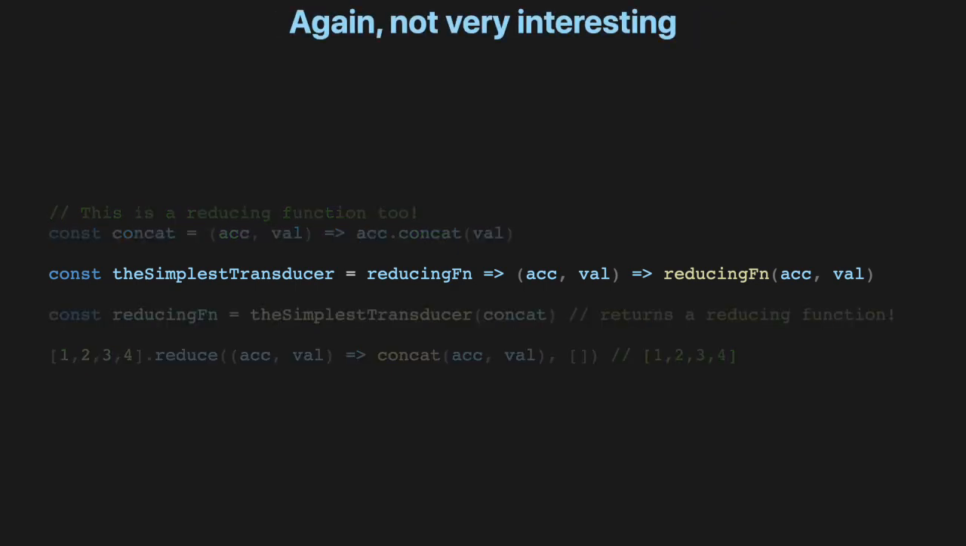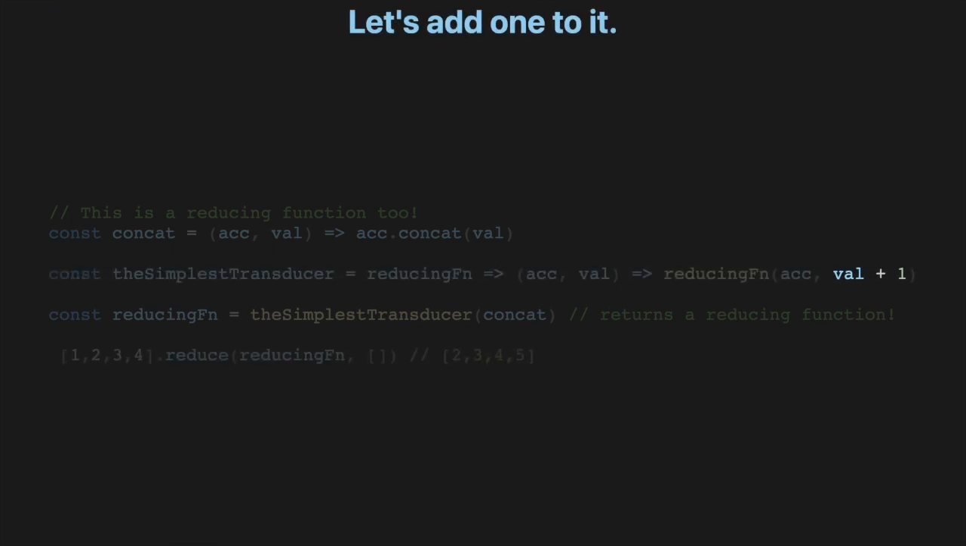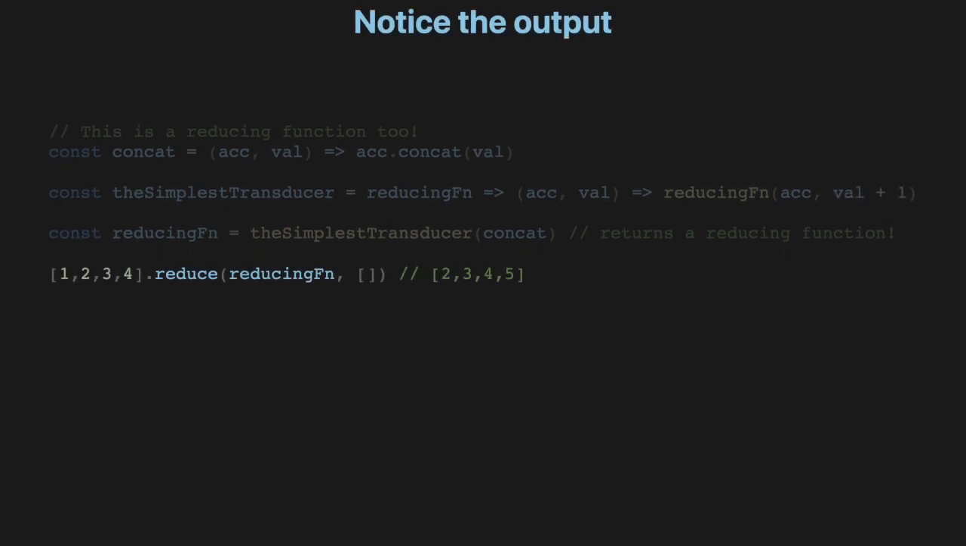It's not doing much. But what if we wanted to modify the current value that's passed in? Let's go ahead and add 1 to it. We can assume that we're working on numbers right now, but as we'll see coming up, we can change that. So notice that the output has changed. We've essentially implemented Array.map, where we've taken an array of 1, 2, 3, and 4, and we've mapped over it, adding 1 to each element, and then we get an array with 2, 3, 4, and 5.